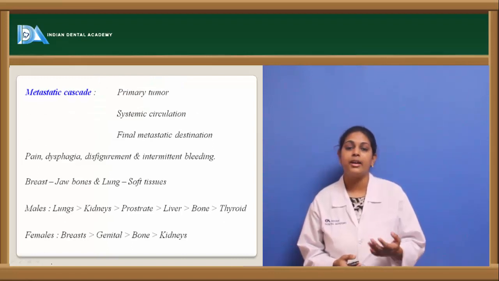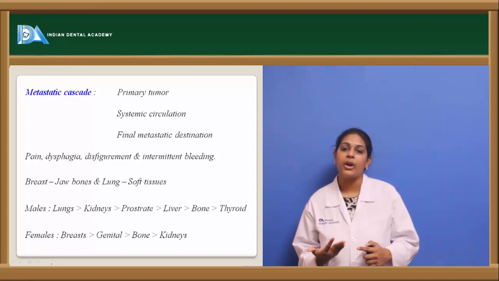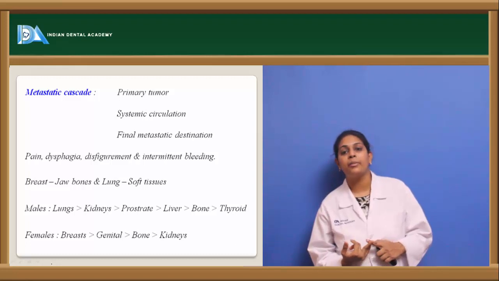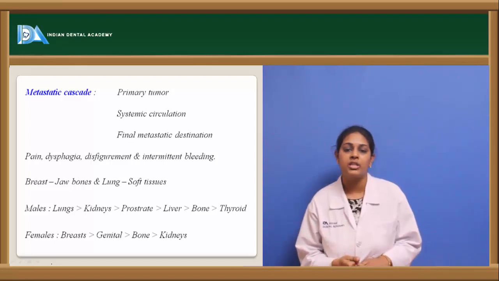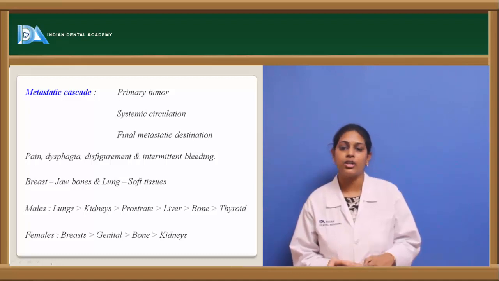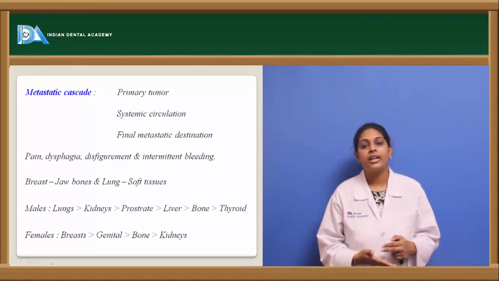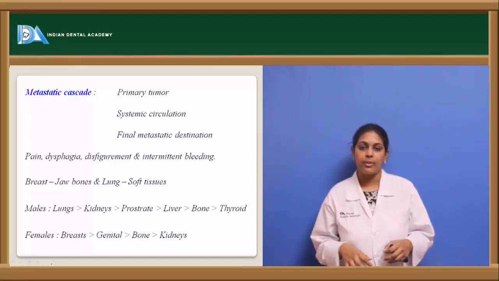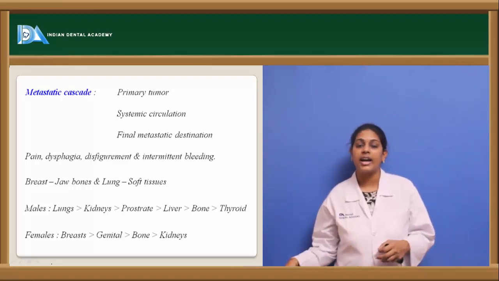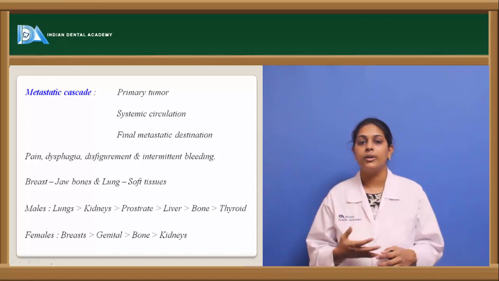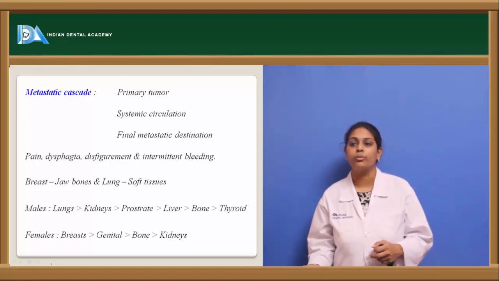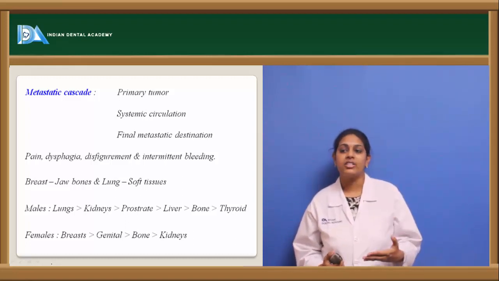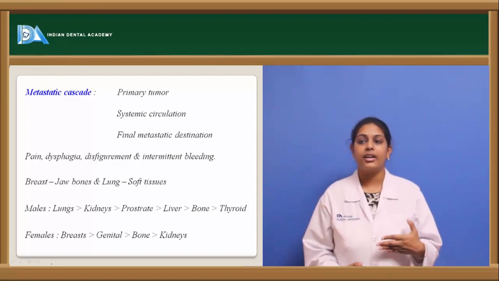Coming to the metastatic cascade, usually these tumors begin as a primary tumor, and from the primary site they might progress. As we know, malignant tumors have the property of metastasis and angiogenesis as cardinal features. This metastatic property helps in transport of tumor cells within the circulation to the secondary site of metastasis and results in the formation of a secondary tumor, otherwise known as a metastatic tumor. So these are the stages for the tumor to spread from the primary tumor, to the systemic circulation, and finally to the final metastatic destination.